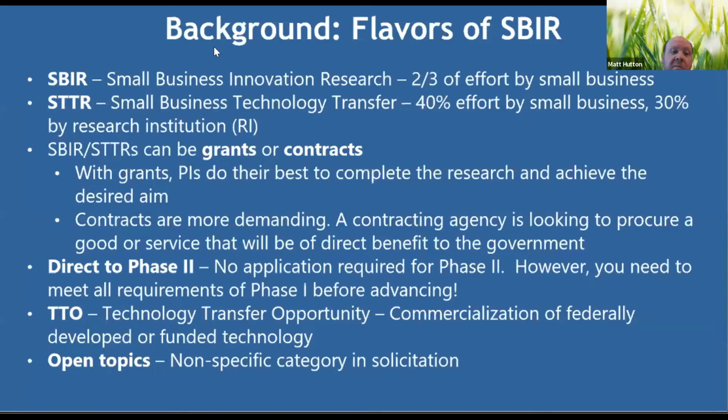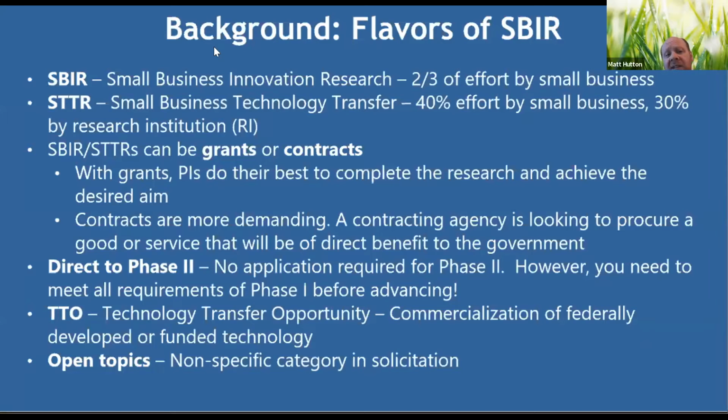So SBIR is kind of vanilla SBIR. It's the original program. The kind of defining characteristic is that 2/3 of the funding needs to go to a small business, at least. So you can have partners, you can have subcontracts, but say you've got a $150,000 grant, $100,000 would need to go to your small business at a minimum.